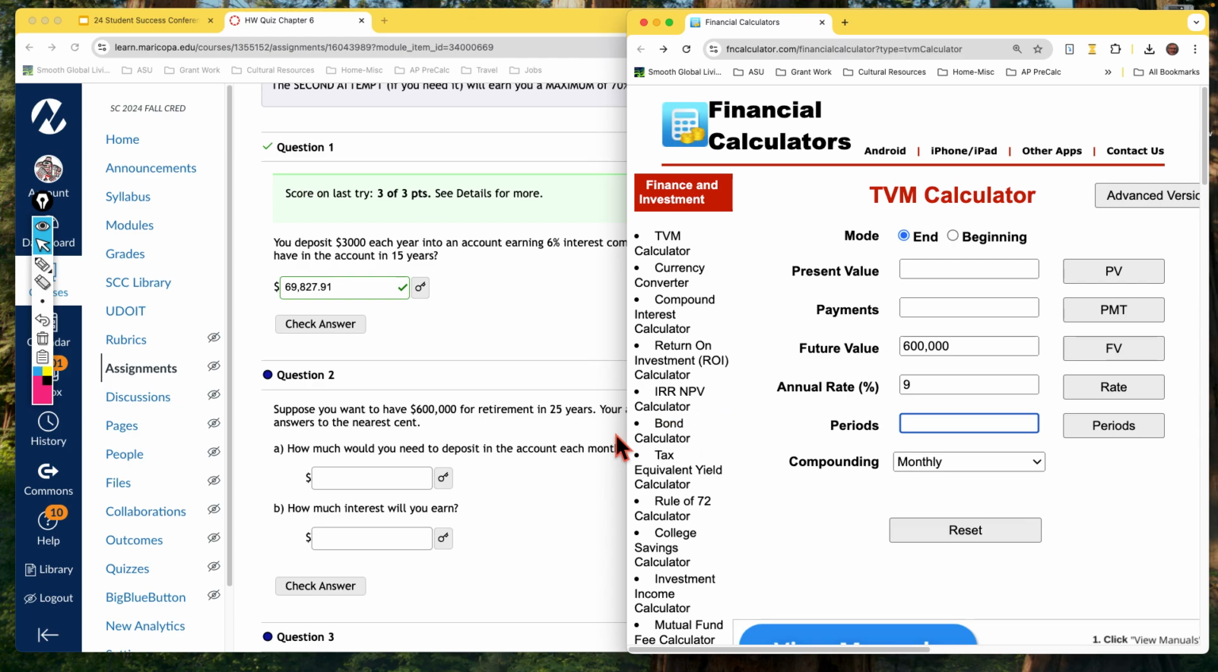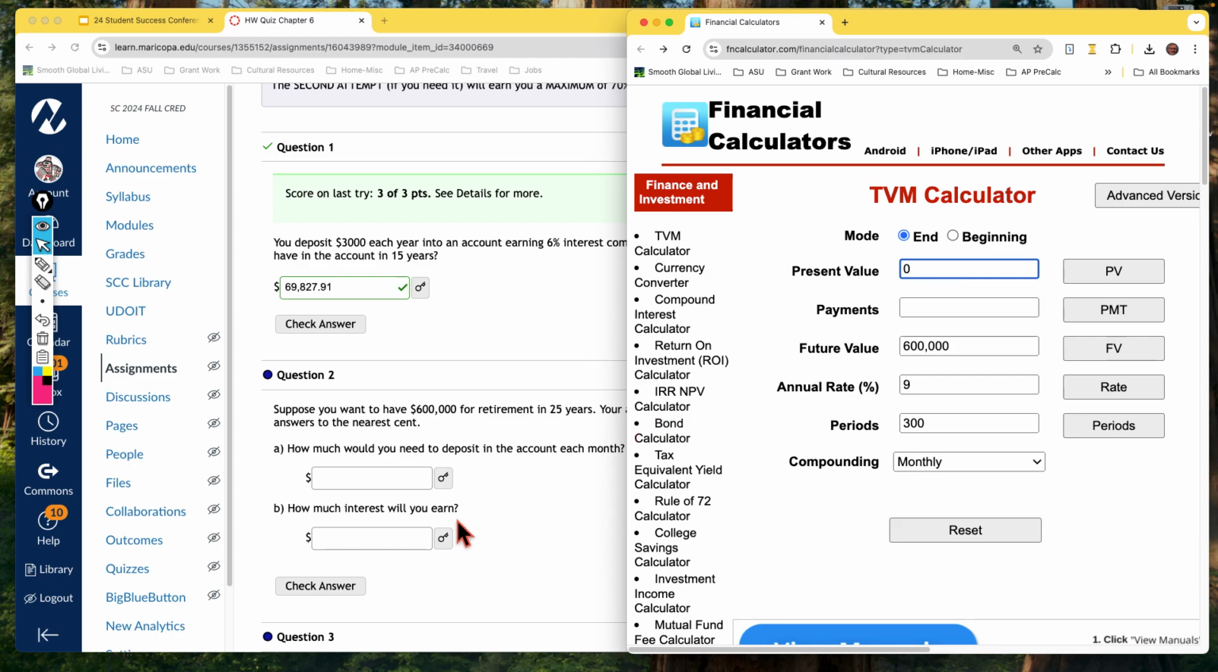25 times 12. Yeah, because it's monthly. And that I don't know in my head because I only know how much? 300. Okay. 25 years, 12 payments a year. And again, we had no present value. That's sort of implied, but they didn't tell us.